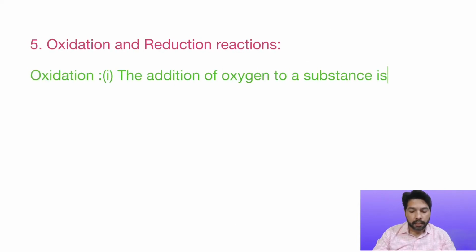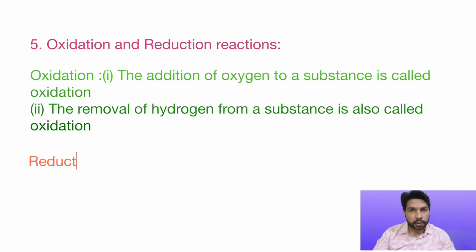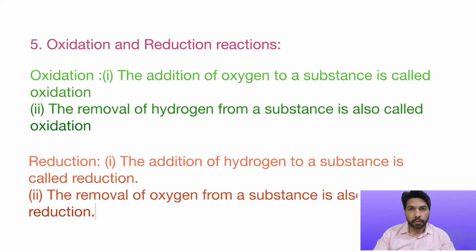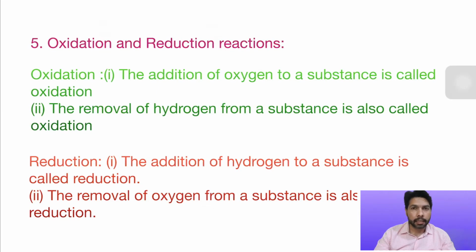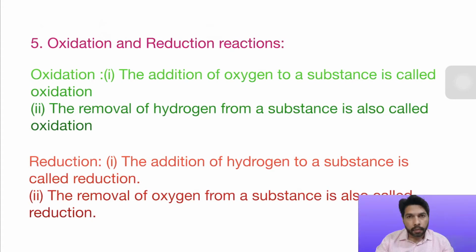Fifth type of reactions are oxidation and reduction reactions. What are oxidation reactions? When a substance loses hydrogen, then it is an oxidation reaction, or when a substance gains oxygen, then it is an oxidation reaction. On the other hand, reduction reactions are those in which the substance loses oxygen or gains hydrogen.